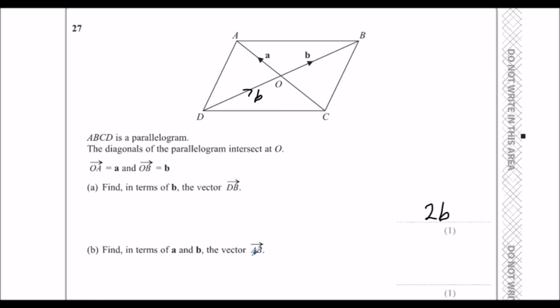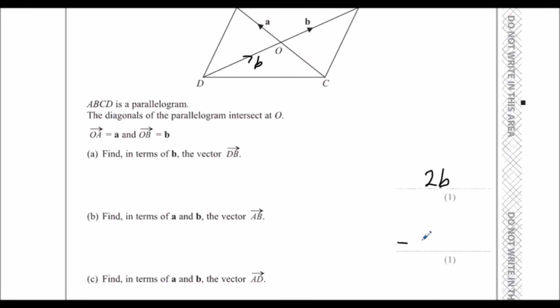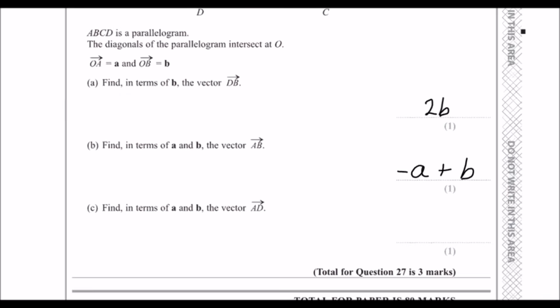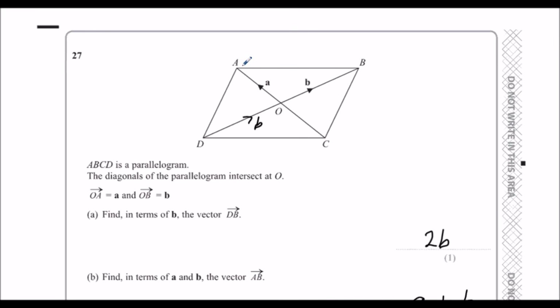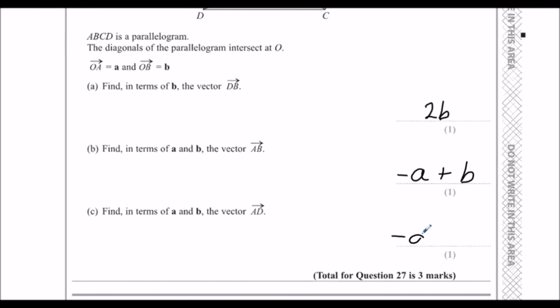Find in terms of A and B, the vector A to B. So to get from A to B, we need to go down to O and up to B. So if O to A is called A, going backwards along that line is minus A. So we're going to go minus A and then up B plus B. And finally, A to D. So we're going to go down to O and then back down to D. So that's minus A, because we're going against the arrow, and then minus B, because we're going against both of the arrows. So minus A, minus B.